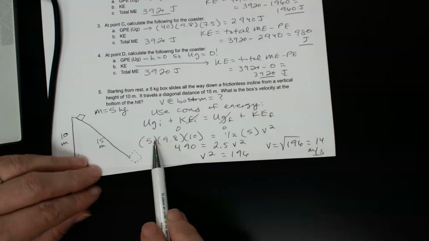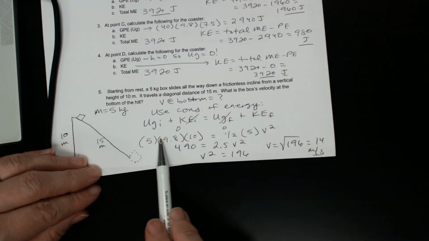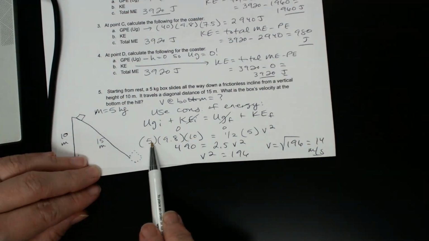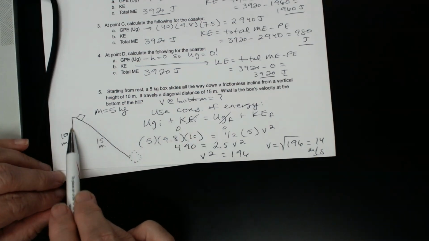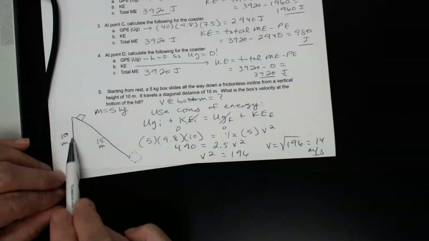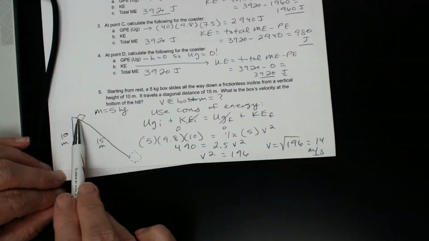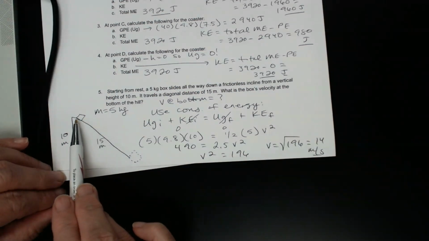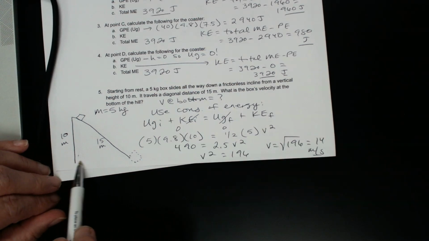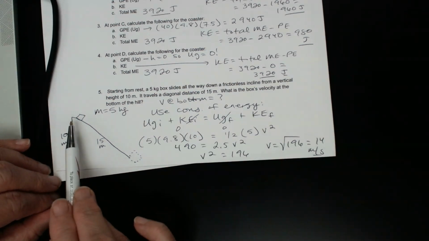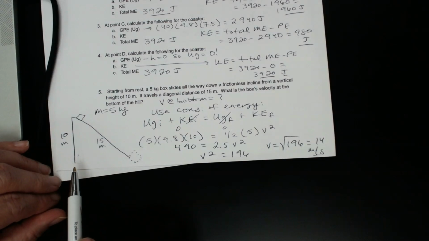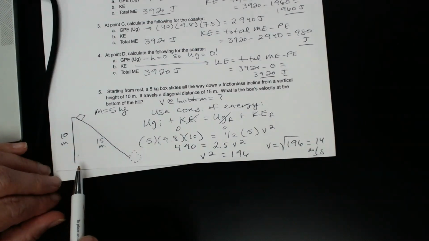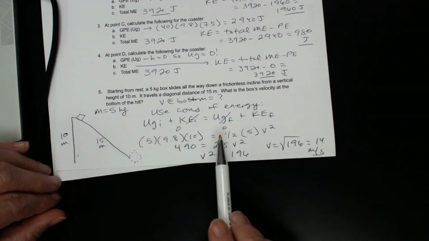All right. So I'm going to figure out my initial gravitational potential. I've got my mass of 5 kilograms times 9.8 times 10 meters for my vertical height. Even though I'm sliding down this incline here, I'm at a height of 10 meters above the ground. And that's the height that I want to think about when I'm using my gravitational potential equation, because it's my height above the earth that gives me that potential energy. Okay.